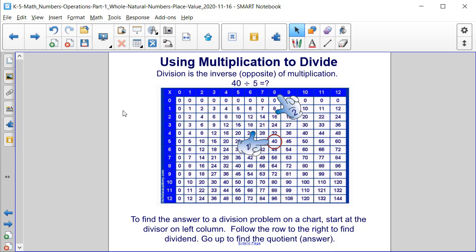Division is the inverse operation of multiplication. In other words, it undoes multiplication. So what's 40 divided by 5? Well, we have a divisor of 5, so to find the answer to this question, we can go down the left column of our multiplication table until we find our divisor, which is 5. And then you can follow that row until you find the dividend, which is 40. And then follow this column up to the top, and we see that it's 8 times 5 that gives us 40. So 40 divided by 5 will give us 8.